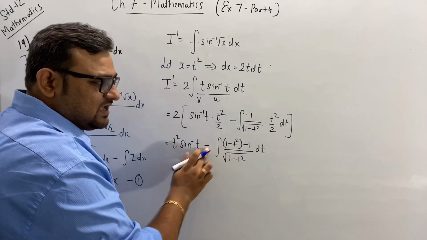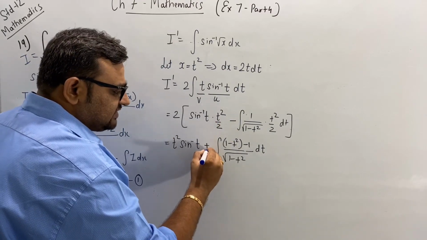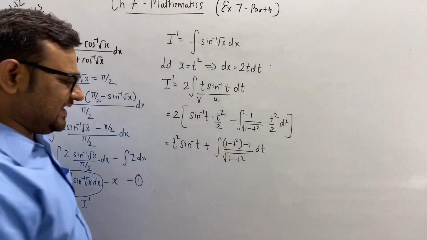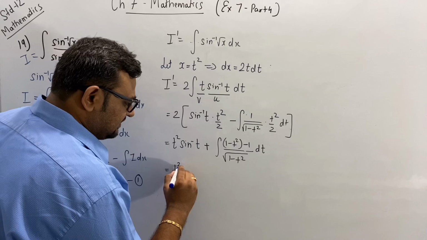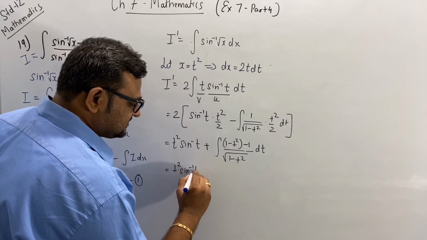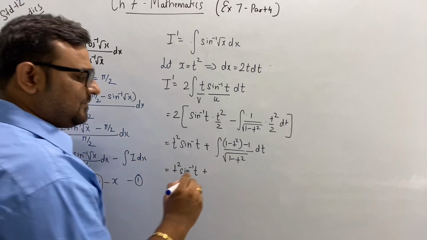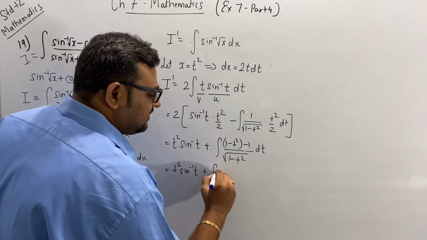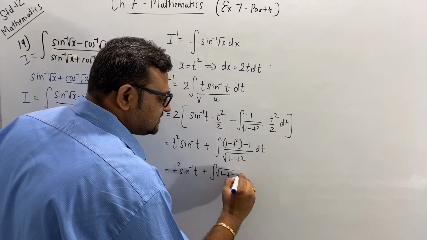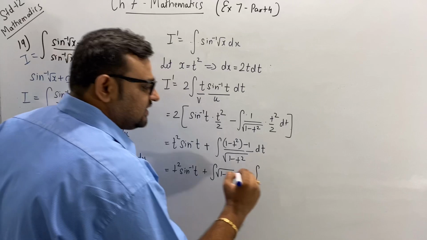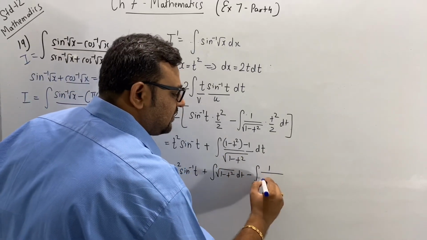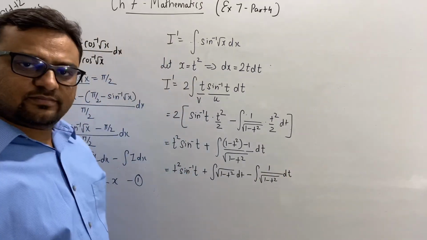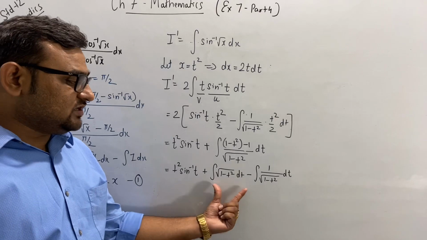Minus t, it's plus. And here it is negative. So what I will do, I will change this sign. So now plus minus, minus. And we had rearranged. So now separate it. t square sine inverse t plus integration of (1 minus t square) upon square root of 1 minus t square, it will be square root of 1 minus t square dt, minus integration of 1 upon square root of 1 minus t square dt. Clear? So now I can solve this.